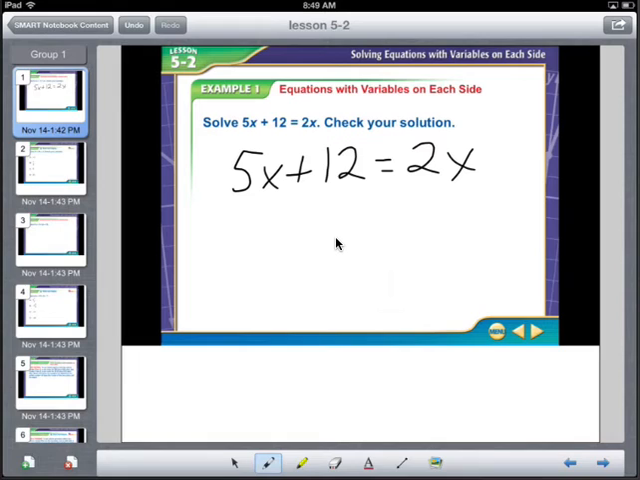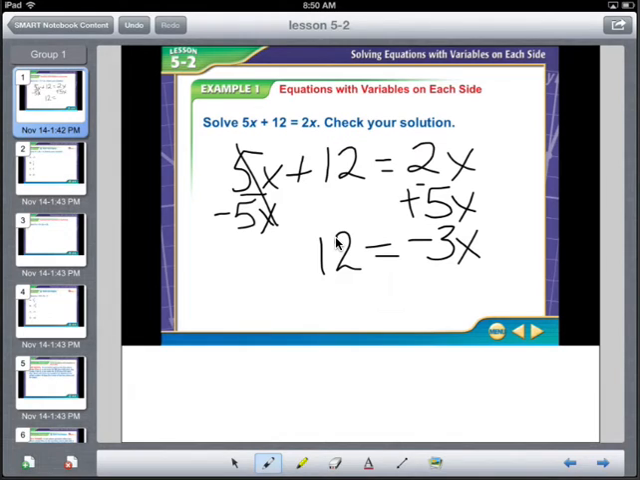Well, it's following the same rules. If I wanted to get rid of 5x off of this side, what would I do? What's going to get rid of that 5x? Subtracting 5x, which I can do as long as I do it to the other side. Remember, whatever I do to one side, I've got to do to the other. So 5x minus 5x is just going to be 0, so those are canceling each other out. And 12 is equal to, what's 2 minus 5x? Well, that becomes plus a negative if you want to think of it that way. So that's going to be a negative 3x.